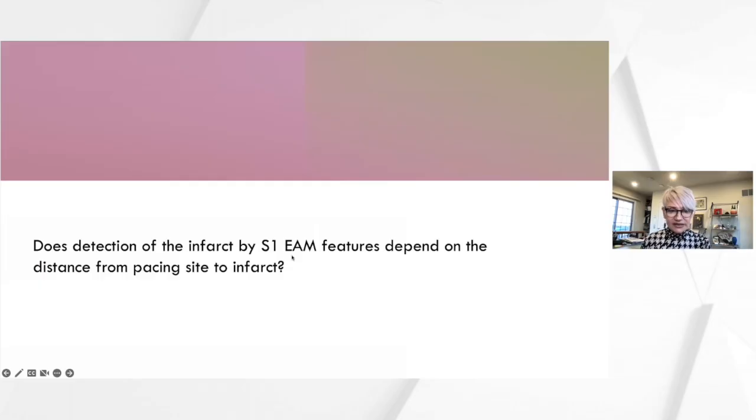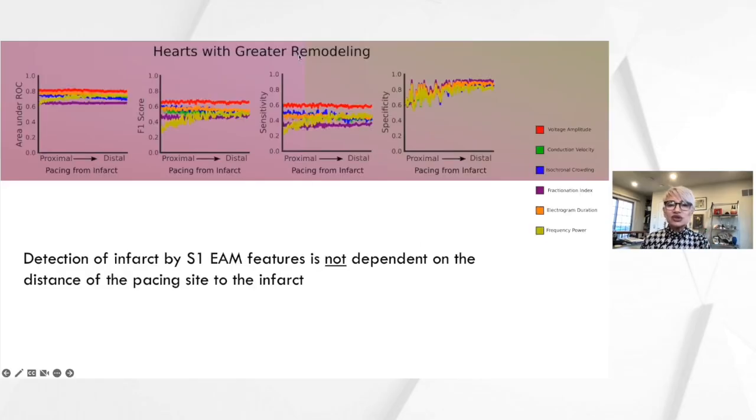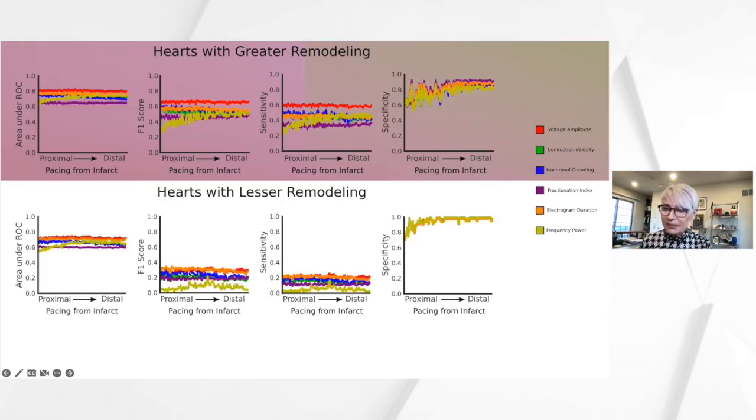So then the question that we asked next was, does detection of the infarct by these electroanatomical features depend on the distance of the pacing site to the infarct? First, we looked at hearts that have bigger infarcts, and you can see in these hearts, there was basically no dependence on the location of the pacing site relative to the infarct. This is area under the receiver operating characteristic, F1 score, sensitivity, specificity, pretty much does not depend on the distance to the pacing site. In hearts with smaller infarcts, actually the finding is the same, it does not depend.